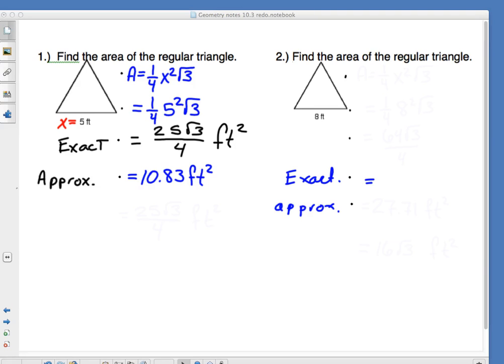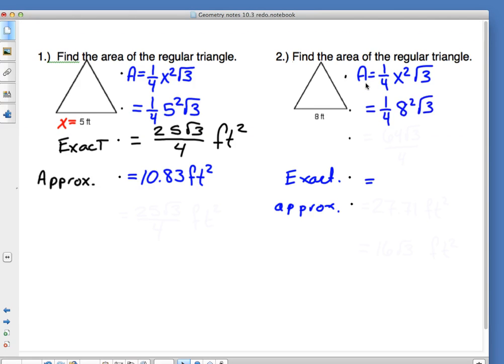Okay, it's all about formula. Using this one, take the side length with this 8, pop it in. 64 divided by 4 is 16. So you got that 16 the square root of 3 feet squared is my exact answer. My approximate, 27.71. Okay, anytime you put an answer into the calculator and it's got decimal stuff and you round, that's an approximation. Okay, and how do I round? Always, unless told otherwise, to the 100th.